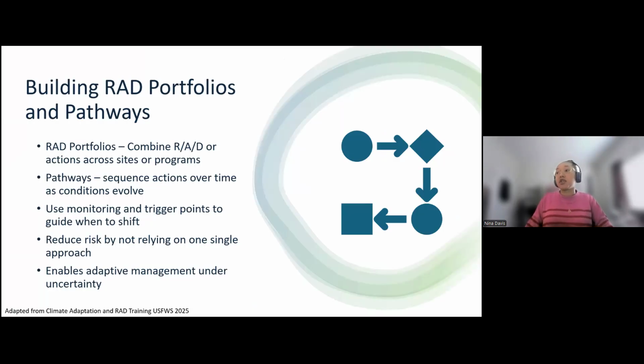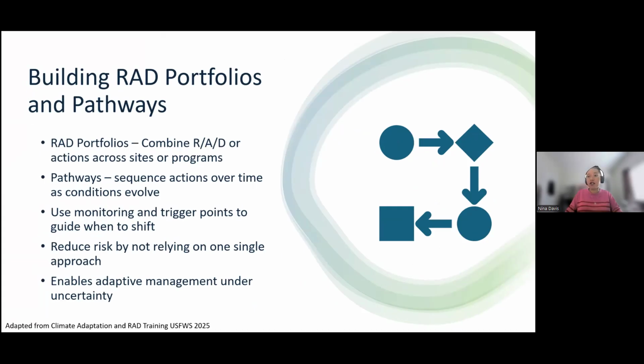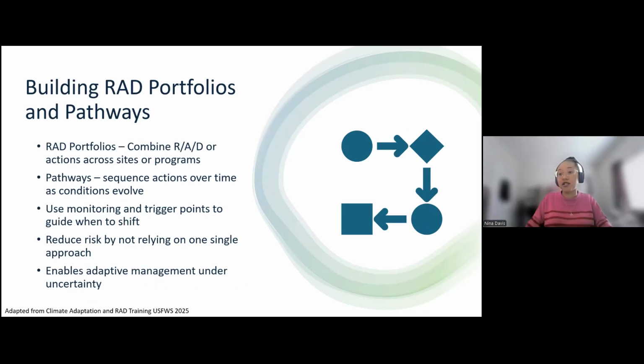So another way to strengthen your adaptation planning is to think in terms of portfolios and pathways. A RAD portfolio is when you use more than one strategy, maybe resist in one area, accept in another, and direct somewhere else. So this mix helps you spread risk and management across different conditions. No single strategy works everywhere. A RAD pathway looks at how your actions might change over time, starting with one strategy and transitioning to another one as conditions evolve. For example, you might resist now while conditions are manageable, and then direct later as sea level rise accelerates.